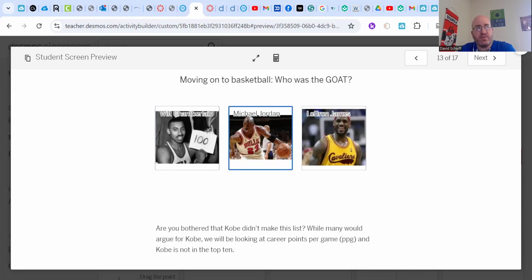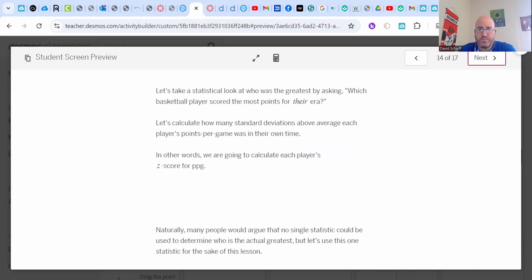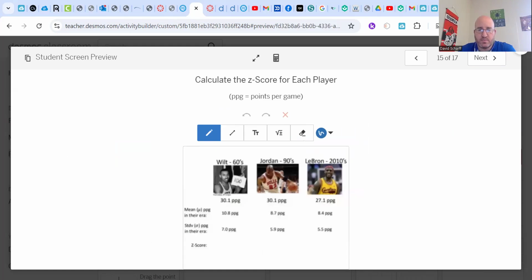the metric that we're using, which is subjective, you can pick whatever metric you want, but we're going to compare career points per game versus the average player during their best era, their best decade. So Wilt Chamberlain is going to be the 1960s, Michael Jordan the 1990s, LeBron the 2010s, and see how much higher than average their points per game is than the average player. Okay. So moving on to the next slide.